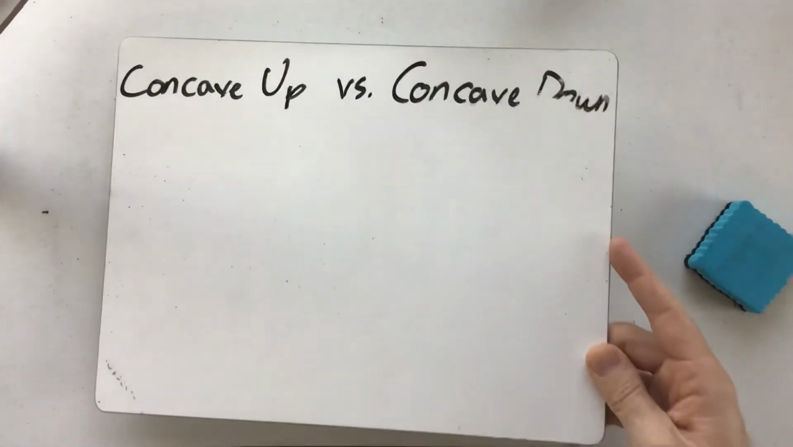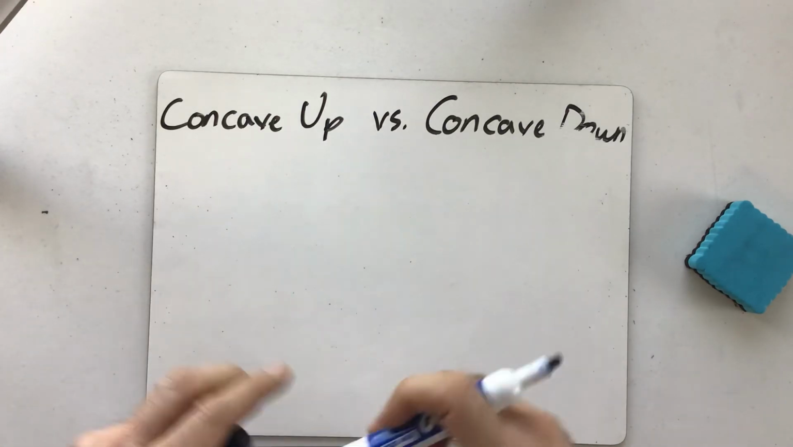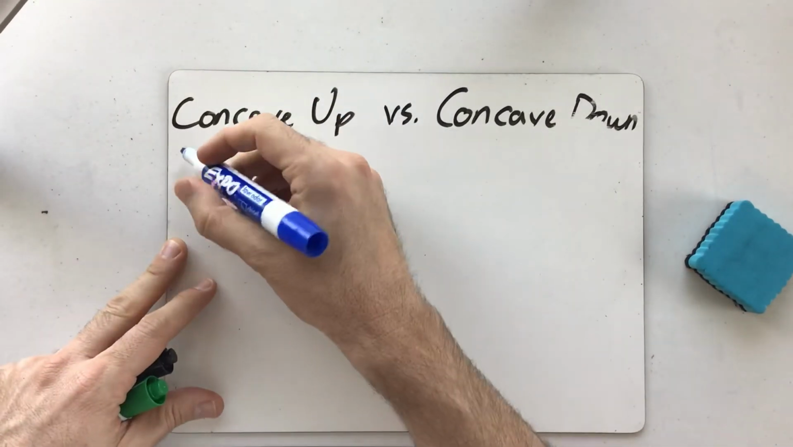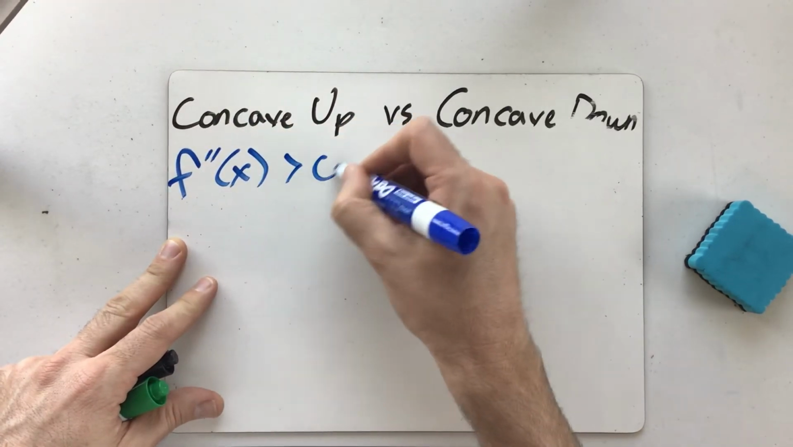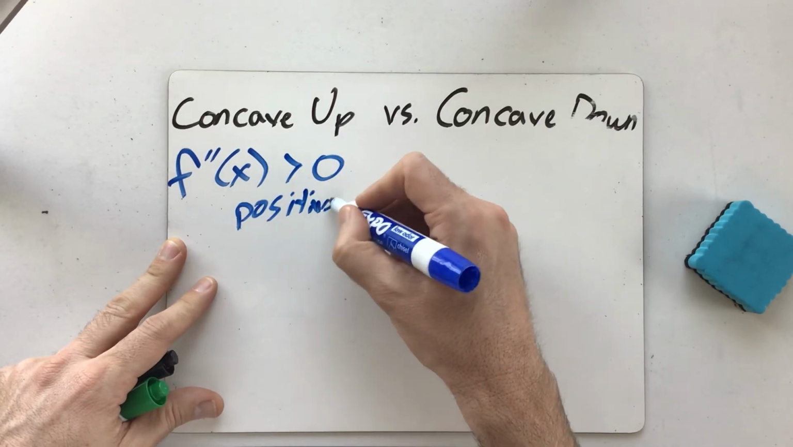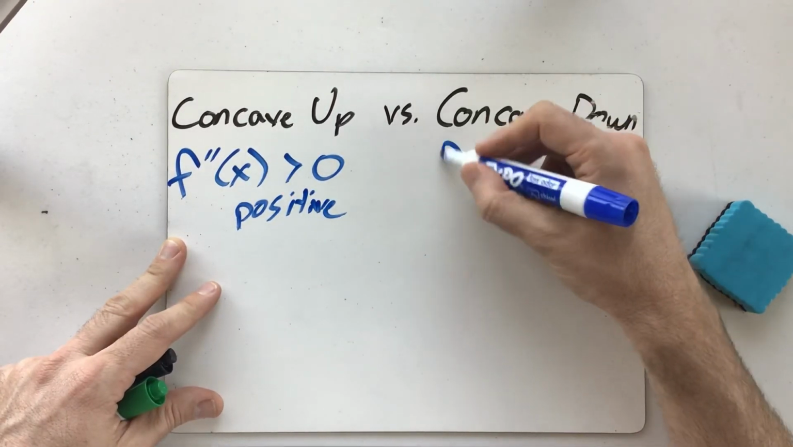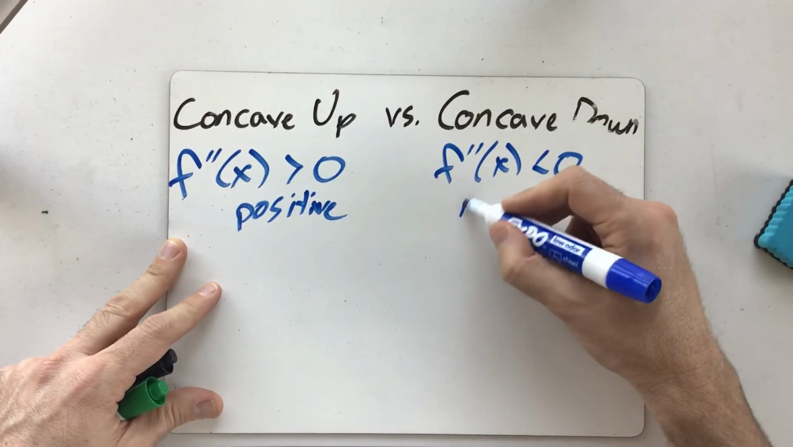So let me just summarize these two pictures and summarize what we mean by concave up and concave down. Concave up, there are two things we should know. First thing we should know is that the second derivative is greater than 0. The second derivative is positive. Versus concave down, the second derivative is less than 0. It is negative.